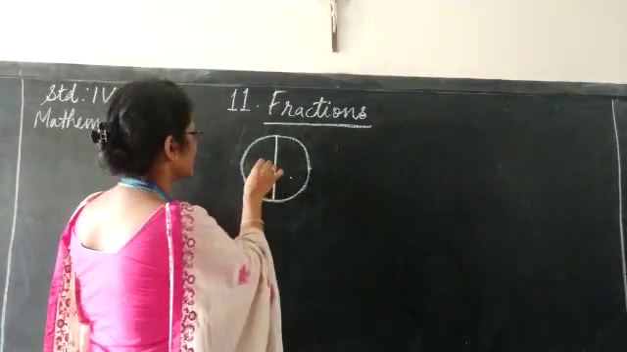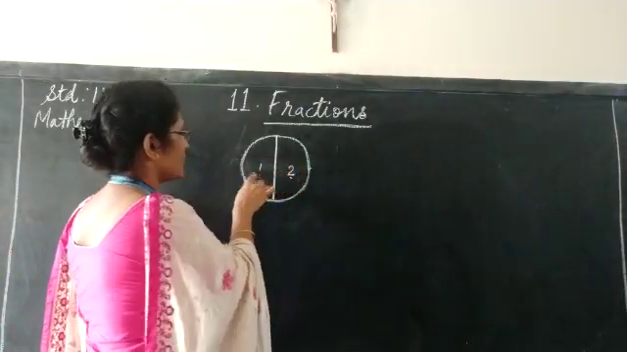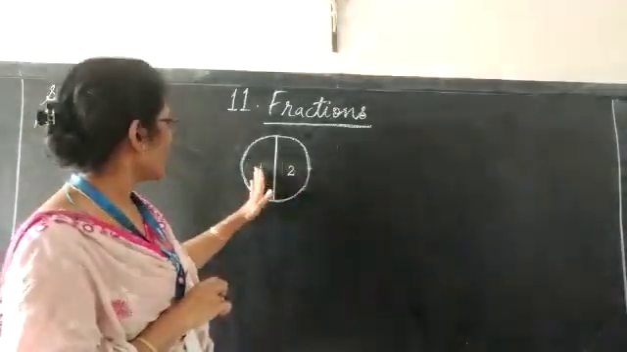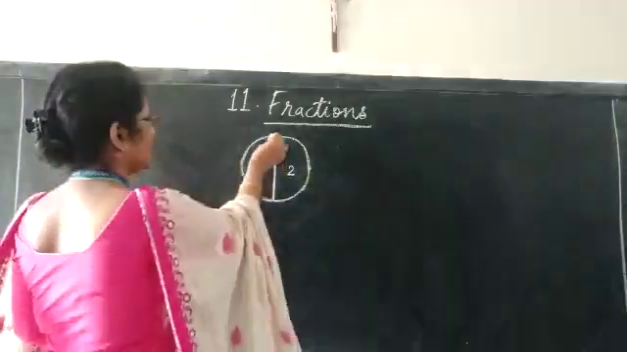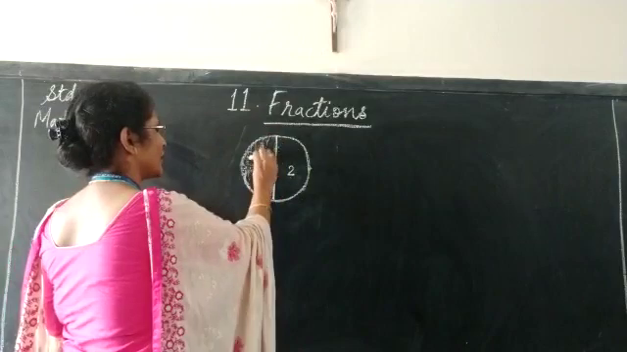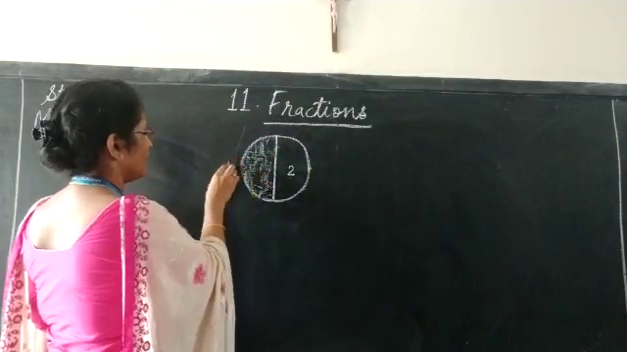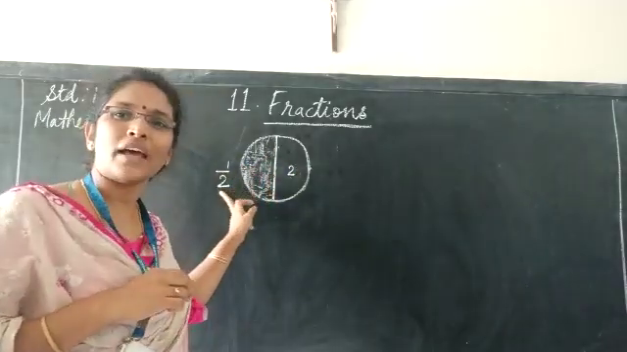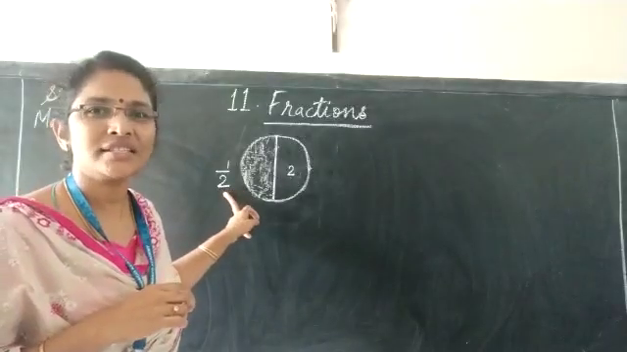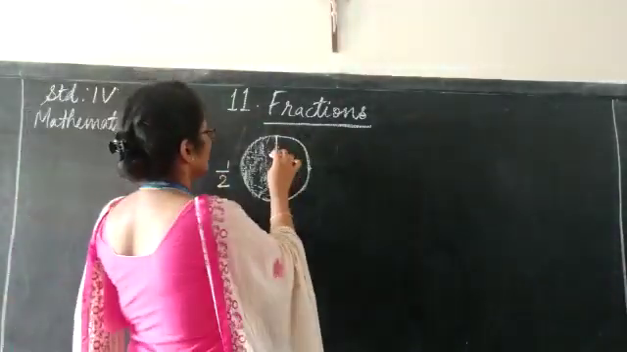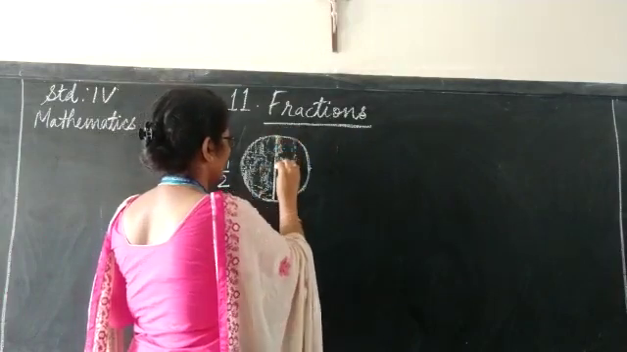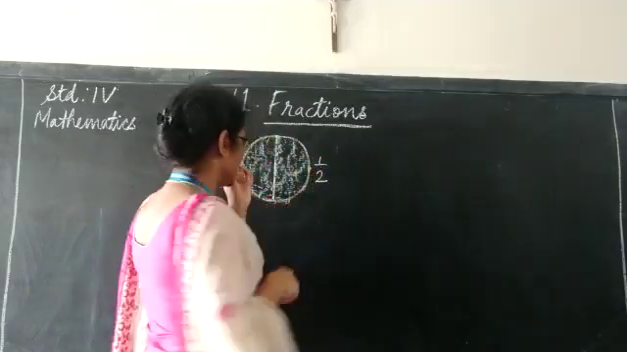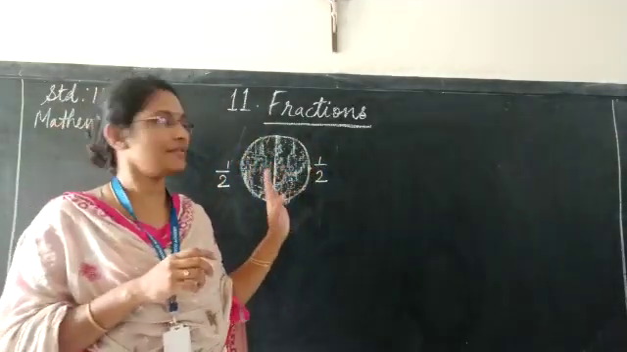This figure is divided into two parts. The first part is a fraction, and the second part is also a fraction. What is the fraction of this part? If I have shaded this portion, this part is 1 by 2. Means out of two parts, one part I have shaded. The other part is also 1 by 2. Means half of the figure.